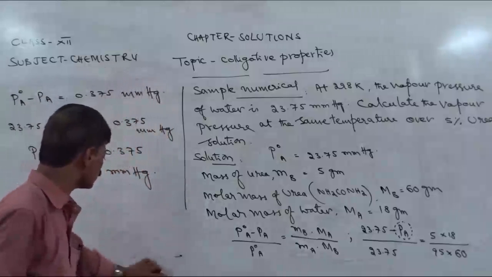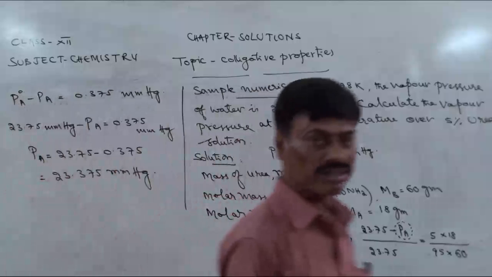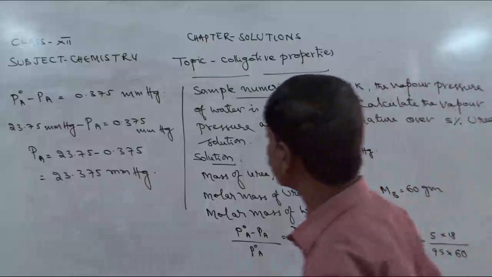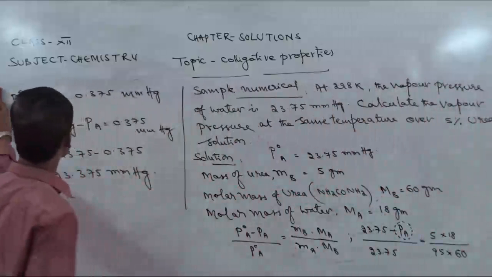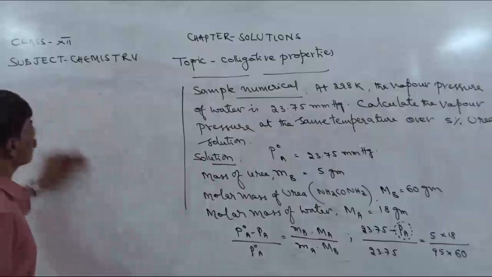This is one of the sample numericals, and many numericals are there in the NCERT exercise. Please go through those numericals. Always in the board exam, only the NCERT questions will appear. So children, better do have the habit of working out the NCERT questions. So after this, we will move to the second colligative property.